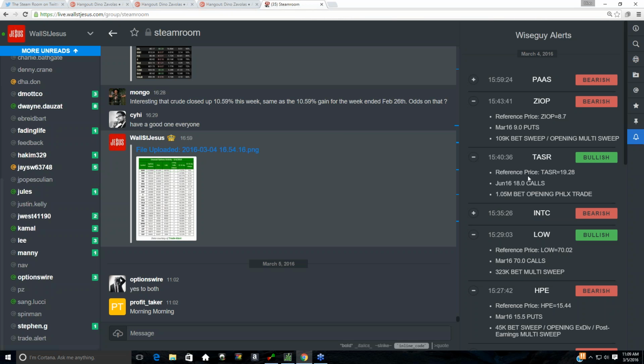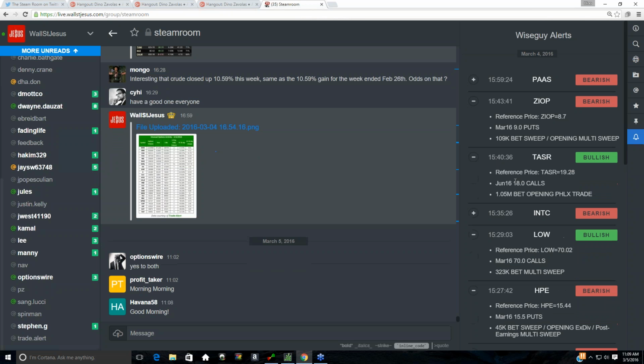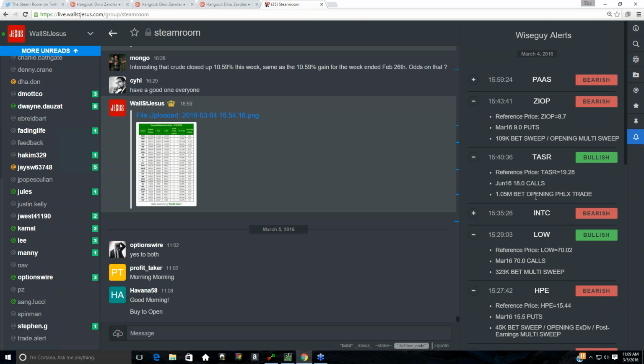I'll give you a couple of examples. Let's start off here. We've got Taser, okay? You can see here every single alert, on the bottom of it where the dollar amount is, you will see opening, and then it gives the exchange it traded on. So this Taser bet right here, we know was an opening bet. The bet was greater than open interest. So just by this alert alone, you can tell that this was an opening transaction, okay?